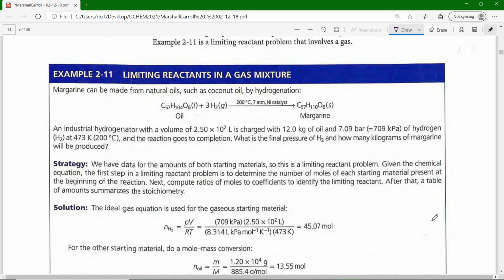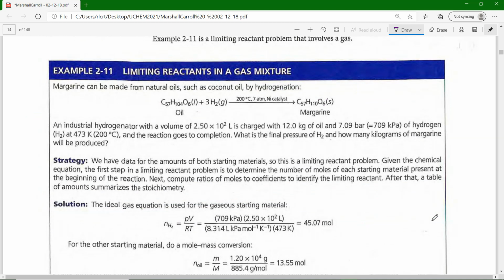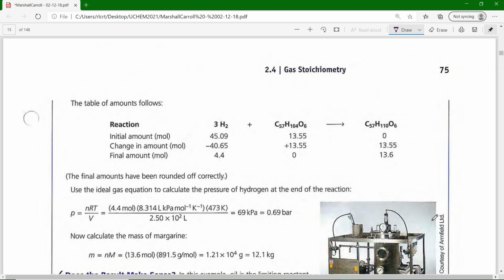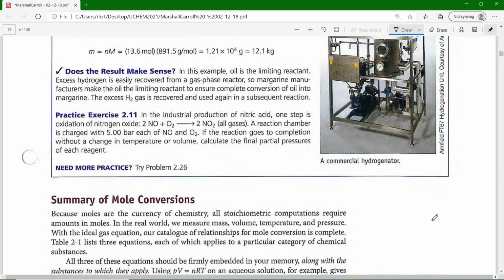Example 2.11 is, I'm going to omit that one. You can try that one on your own. Limiting reactants. Yeah, you try that one on your own. I'm not going to do all these questions for you. You try that one. Okay.